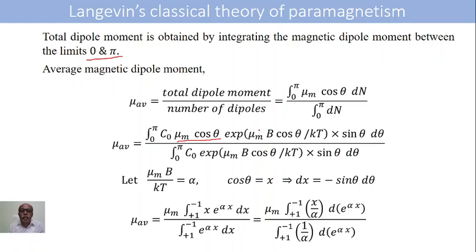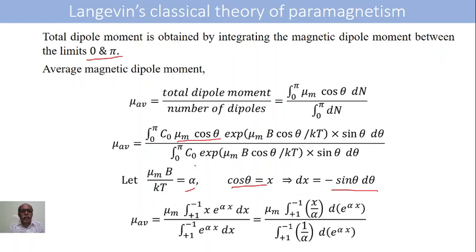Now taking μm B by kT as equal to alpha, and also I take cos theta as equal to x. Differentiating this, we get minus sin theta d theta is equal to dx. So substituting for these in the above expression, we get, also the limits of integration get changed.